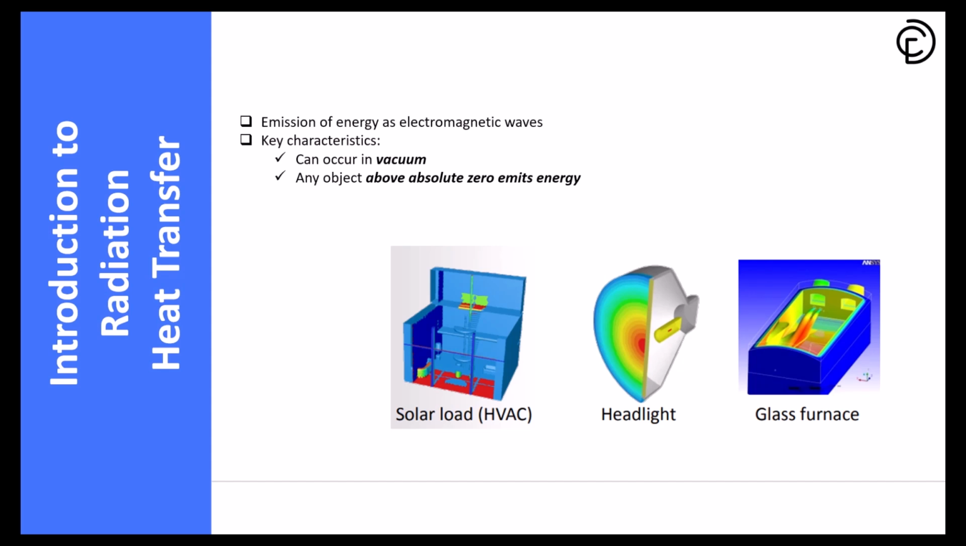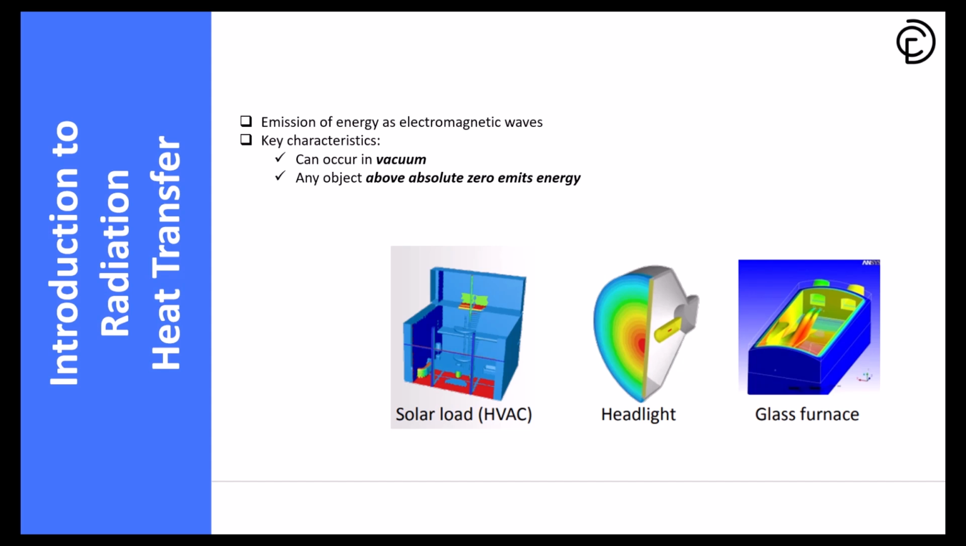Alright, let's start with the basics of radiation heat transfer. At its core, radiation is simply the emission of energy as electromagnetic waves. Pretty straightforward, right? Now, there are two really important things about radiation that make it special. First, and this is fascinating, radiation can occur in a vacuum. Unlike conduction or convection, it doesn't need any medium to transfer heat. Think about how the sun's heat reaches Earth through the emptiness of space.